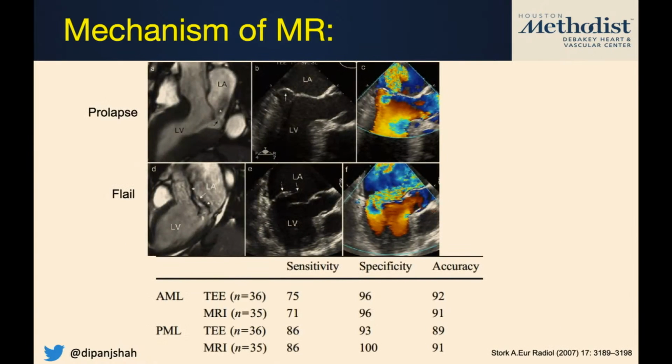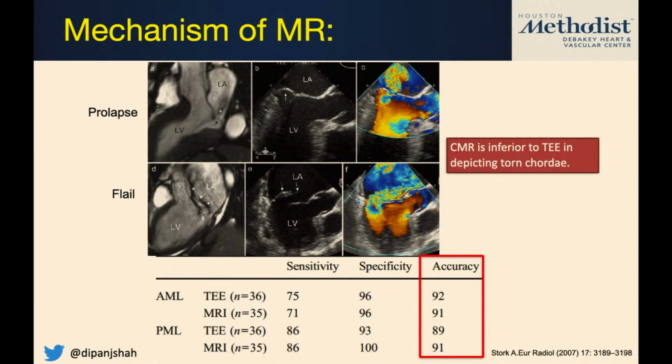And then there's data showing, in fact, that when it comes to localizing the abnormality and whether it's which leaflet is affected, whether it's an anterior or a posterior leaflet, CMR performs reasonably well in this study, which compared CMR with transesophageal echo using intraoperative surgical findings as a gold standard. And what you can see is that for both anterior as well as posterior leaflet abnormalities, there was fairly good performance.